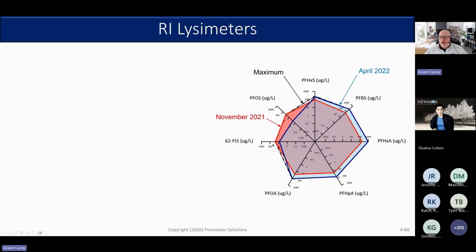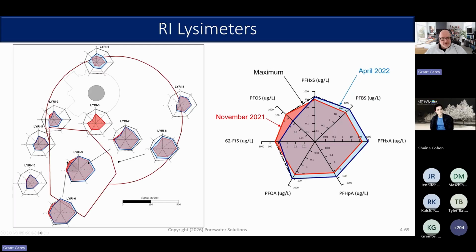So the first event has higher long chain species that absorb really well to the air-water interface, but everything else is lower. So it could be that this also was affected by dilution from lysimeter installation, and maybe the long chains had higher concentrations because the water saturation was higher in November 2021 than April 2022, and that would result in higher pore water concentrations for the long chains. So anyway, to make a long story short, we only use the second event as being the representative one here.